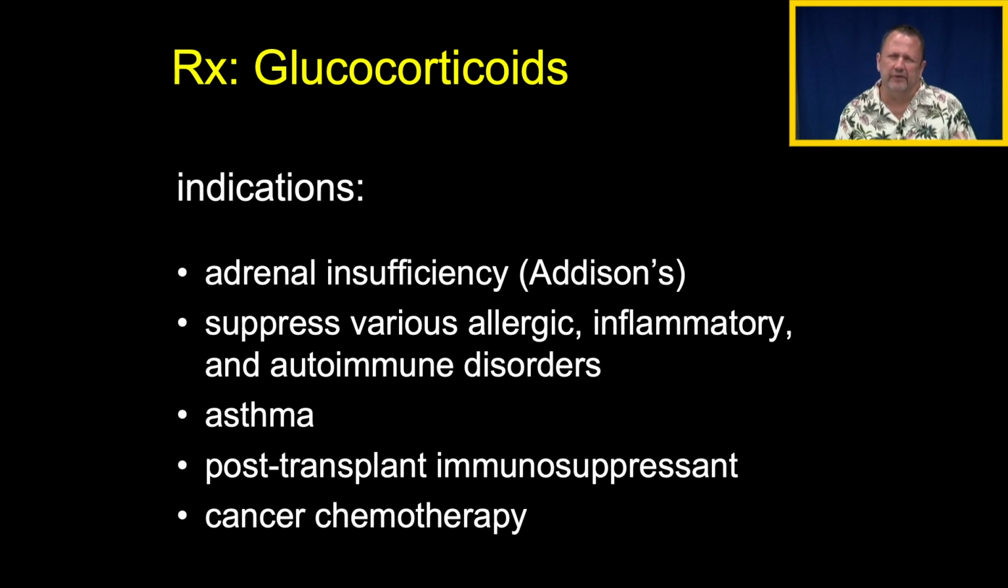But I do want you to know the indications for glucocorticoids. Adrenal insufficiency, which is Addison's disease, they're not making cortisol. That makes sense. But suppressing various allergic, inflammatory, and autoimmune disorders, that's what we see the glucocorticoids used for. All sorts of allergic reactions, inflammatory processes, and autoimmune disorders will be treated with glucocorticoids, among other things. Glucocorticoids are essential in the treatment of asthma. When we talked about asthma, we talked about survival depending on the use of inhaled glucocorticoids. We'll use glucocorticoids as immunosuppressants in somebody who's had a transplant. We'll also use glucocorticoids in cancer chemotherapy because they make white blood counts go up, and hopefully I have the right slides for that. There we go.